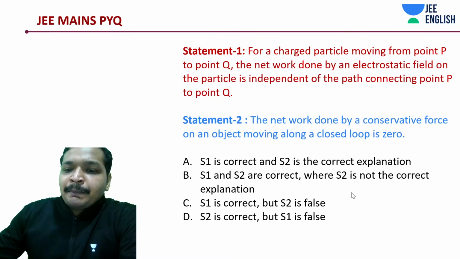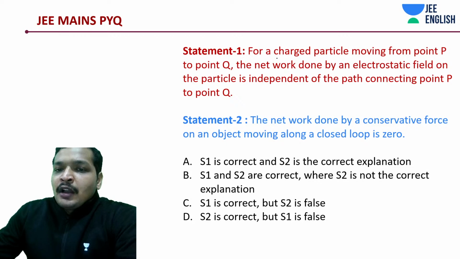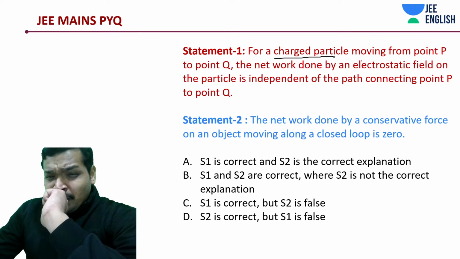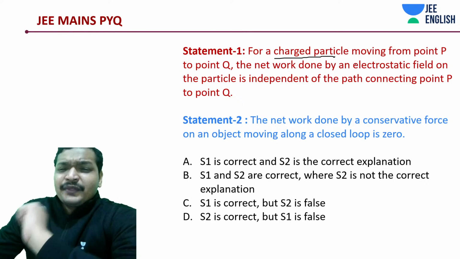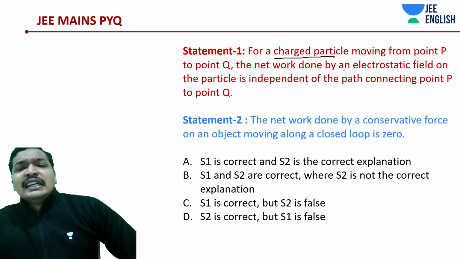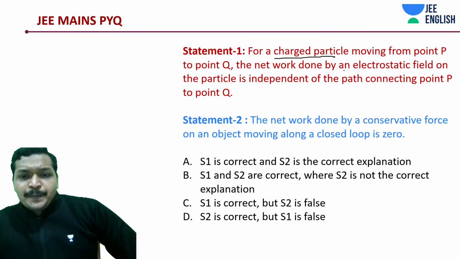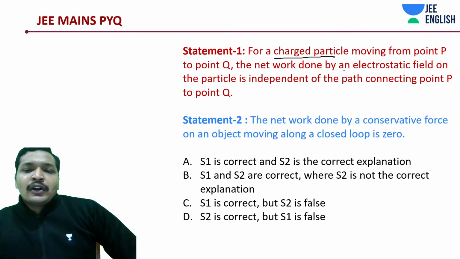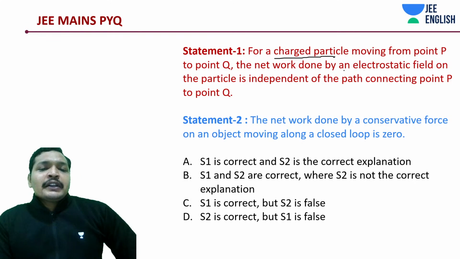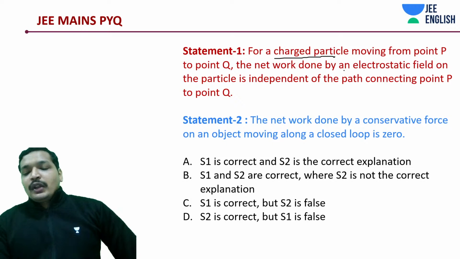So this is a simple thing that says, let me quickly read out the statement. Let's finish this question quickly. Statement 1: For a charged particle moving from a point P to Q, the net work done by an electrostatic field on the particle is independent of the path connecting P and Q. And statement 2 says this is because the work done by a conservative force on moving an object along a closed loop is zero. How do we understand this thing?